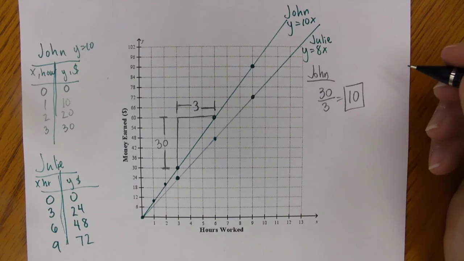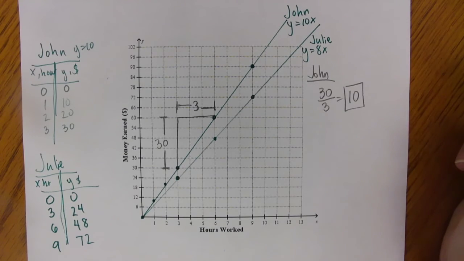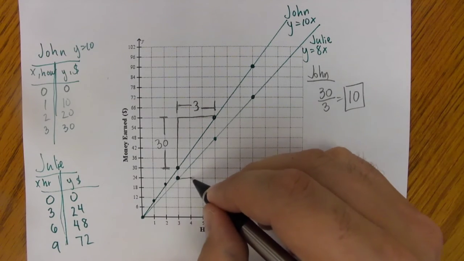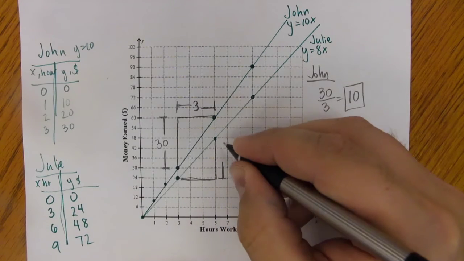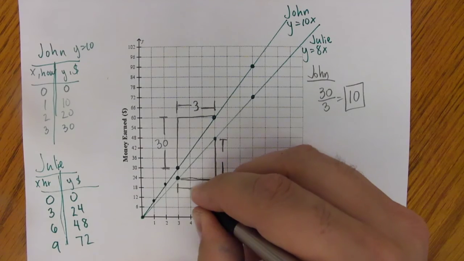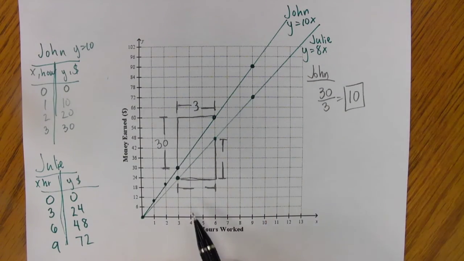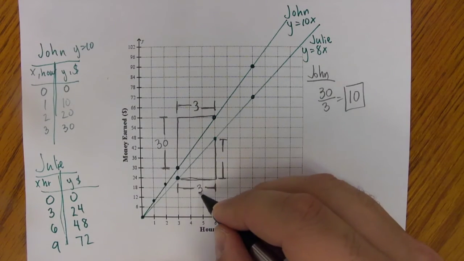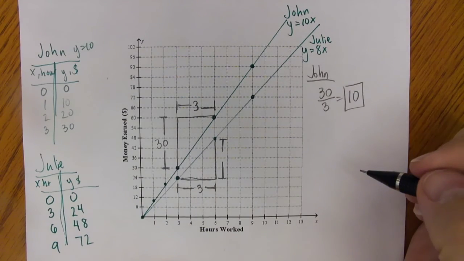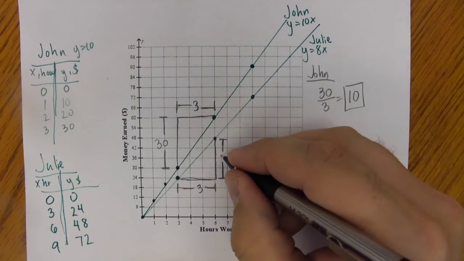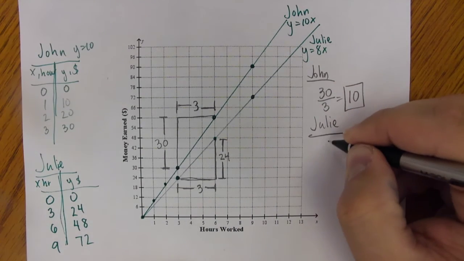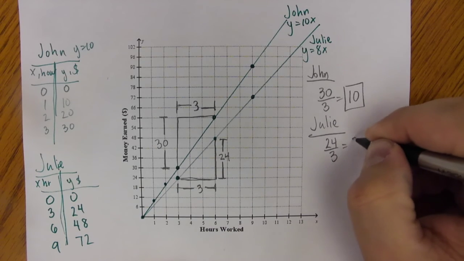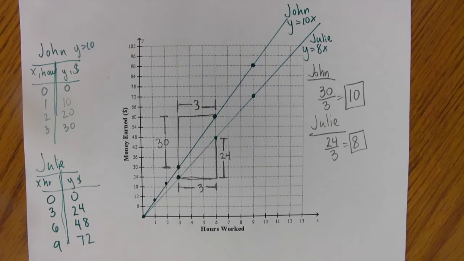Okay? Next, it says to do it for Julie as well. Let's just do a nice little right triangle here. How much up do we have? And how much right do we have? Well, the right, since we're just counting by ones, that's just 3 to the right. How much up do we have? 24. We have 24 for the up. So the slope for Julie is going to be 24 over 3, which is 8. So we get John's slope is 10, Julie's slope is 8.